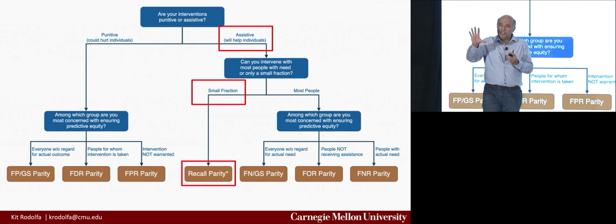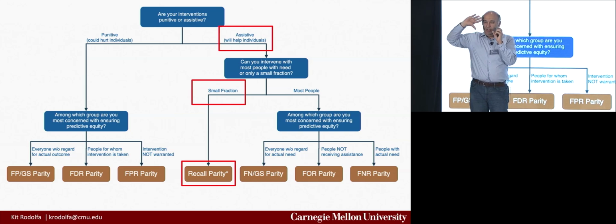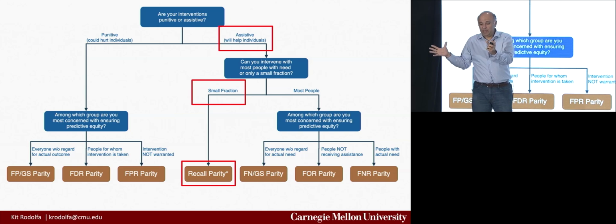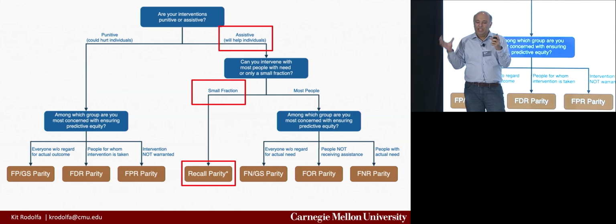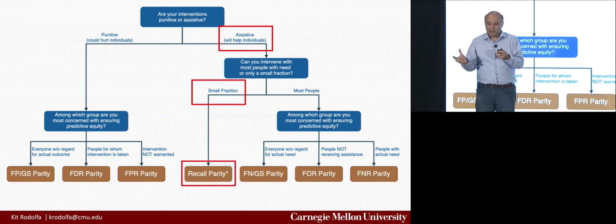time. And all of these fall into this assistive setting, where you want to help people. You can only help, unfortunately, a small number of people. So we want to equalize the false negatives that we have, which gets to this equal recall or true positive rate.